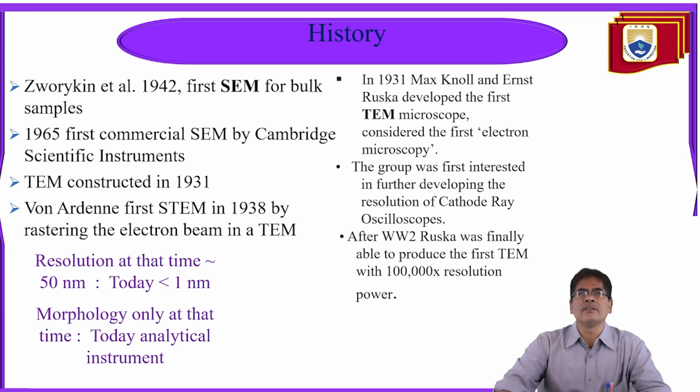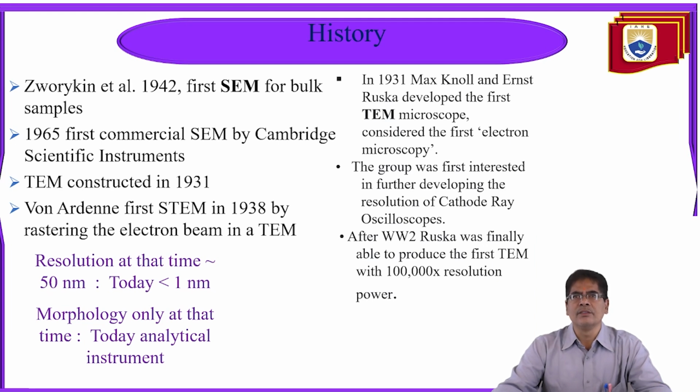TEM was constructed in 1931, as we said. Von Ardenne built the first STEM in 1938 by rastering the electron beam in a transmission electron microscope, where the resolution at that time was approximately 50 nanometers. Today it is much less than 1 nanometer. At that time it was morphology only, whereas today it is used as an analytical instrument.